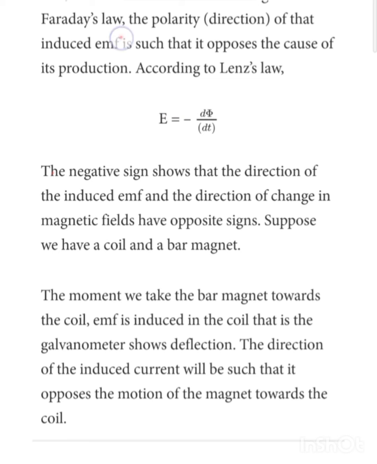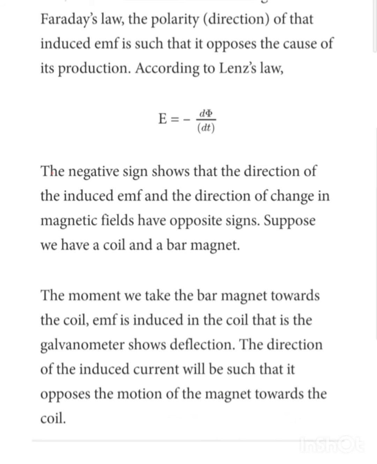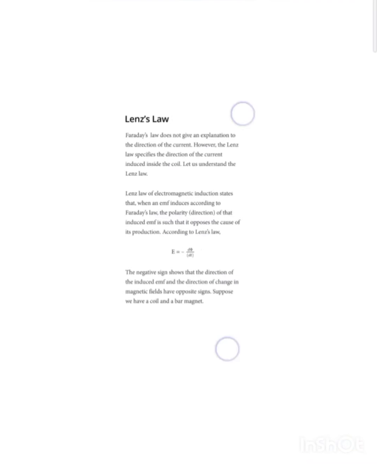So what Lenz's law says is that the polarity or the direction of induced EMF is such that it opposes the cause due to which it is produced. The negative sign shows the direction of induced EMF, which is such that it opposes the cause, or the magnetic field has the opposite sign. Suppose we have a coil and a bar magnet. The moment we take the bar magnet toward the coil, induced EMF is there in the coil, and the galvanometer shows deflection. The direction of induced EMF is such that it opposes the motion of the magnet toward the coil, due to which a negative sign is there.